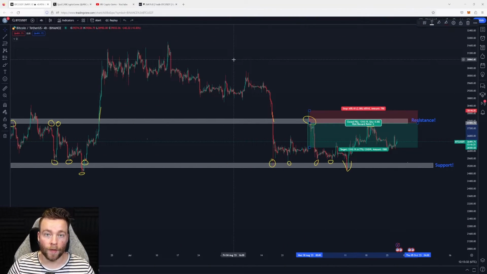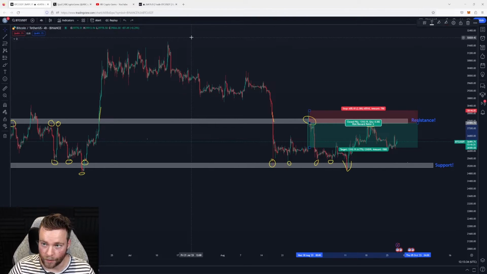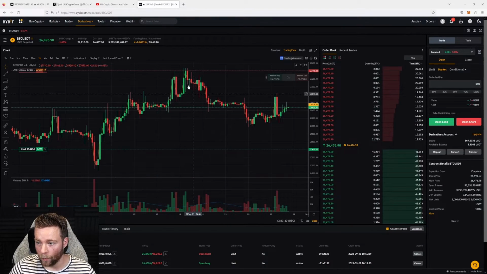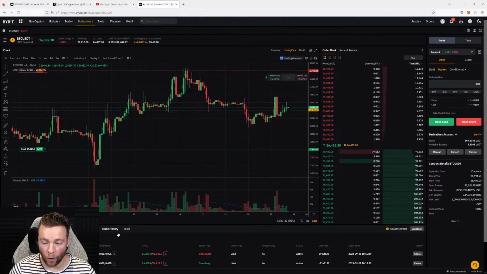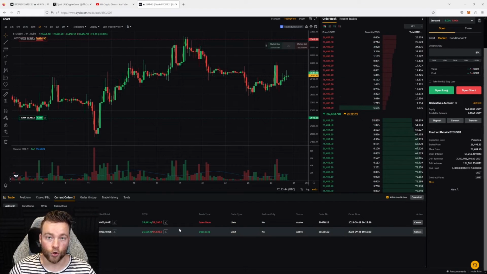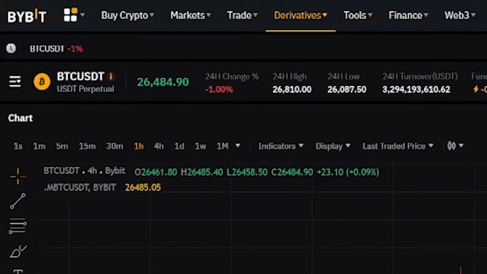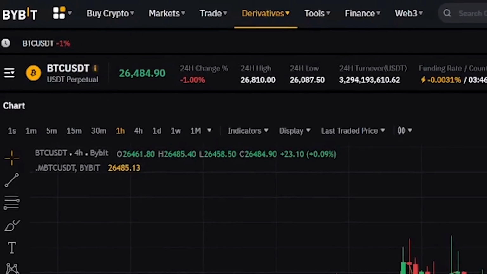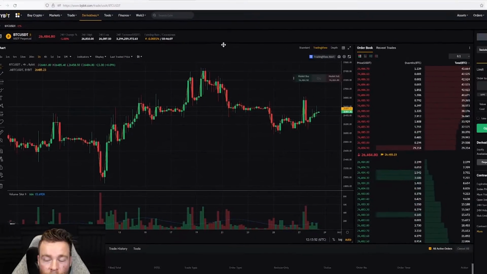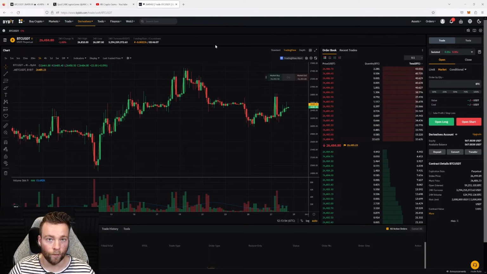Now let me show you another example of a resistance. But before we do that, I want to show this in real life to you guys. So whenever I open a trade, I'm going to be opening a limit long or short as well. I actually opened a few already, but I'll be showing you guys. Now, the exchange that I do this on is obviously Bybit. Bybit right now is the exchange that I like to use, and a lot of people do so as well.